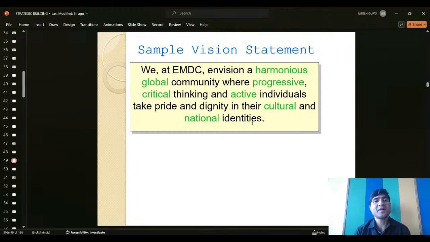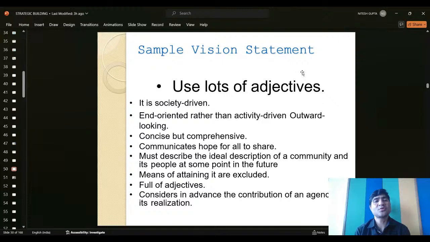So a sample vision statement is: we at EMDC, like any organization, envision a harmonious global community where progressive, critical-thinking and active individuals take pride and dignity in their culture and national identities. So what does this include? It includes the global perspective. It includes the progression of the organization. It includes the creative thinking of the organization. It includes the individual per se, and it includes the pride and dignity in their culture and national identity. So it is actually the complete package which should be the focus when you think of building the vision statement.